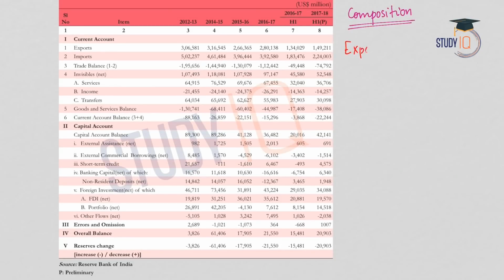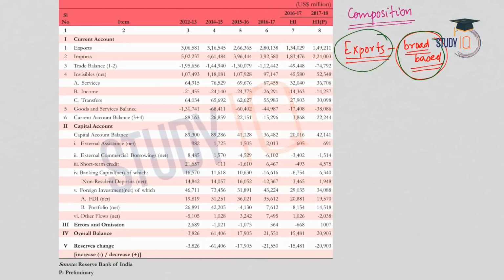Now, let us look at the composition of trade. Under the trade composition, exports were broad-based. That means the exports were supported not by one single factor, but it was due to multiple factors or multiple commodities that helped in the growth of exports from the Indian economy.